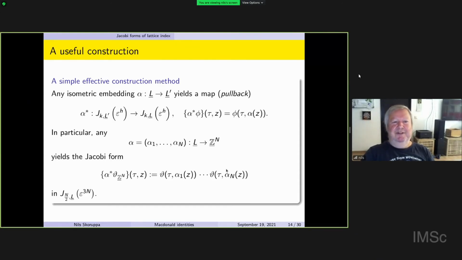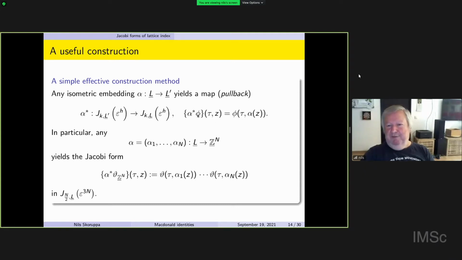However, there is a simple effective construction method for Jacobi forms, and that works as follows. And we can then just apply it to this very simple Jacobi form that I gave for the standard lattice Z to the n. So if you have two lattices, say L and L prime, and you have an isometric embedding of the lattice L into L prime, then you can consider the pullback in the z variable of Jacobi forms from the lattice L prime to the lattice L. So this is defined like this, right?